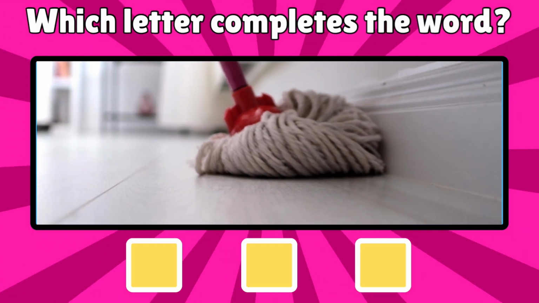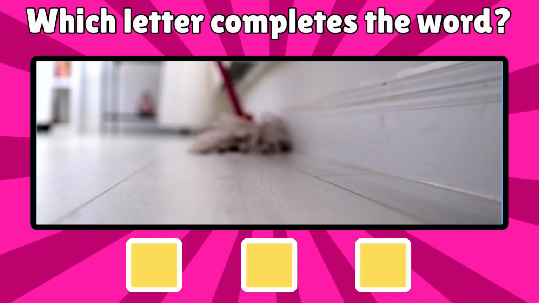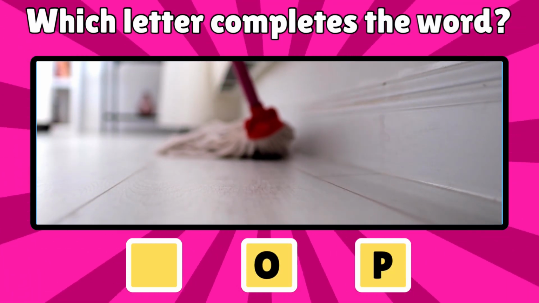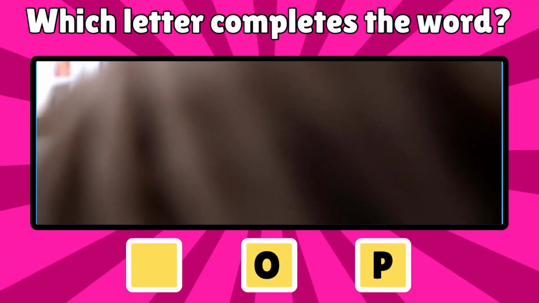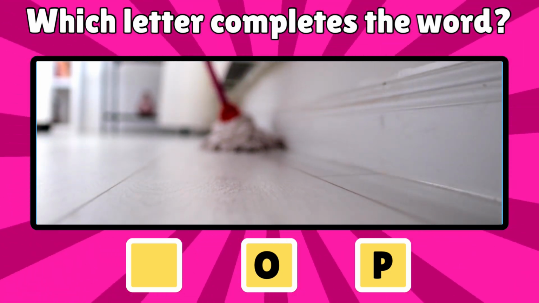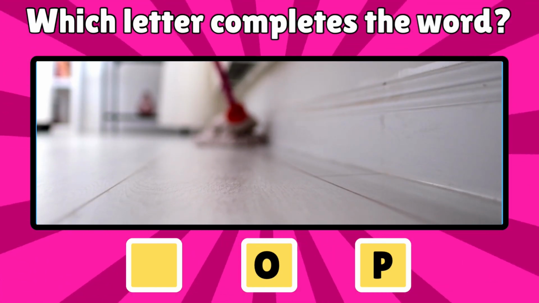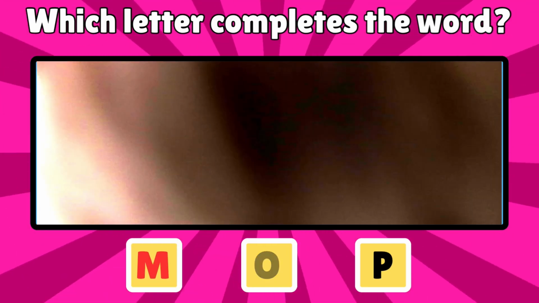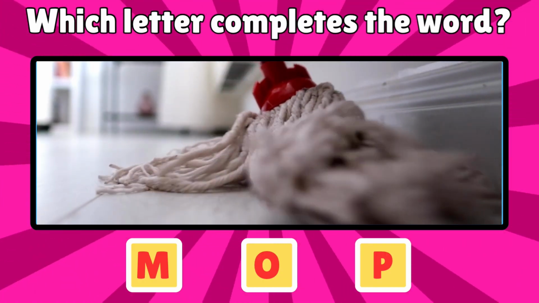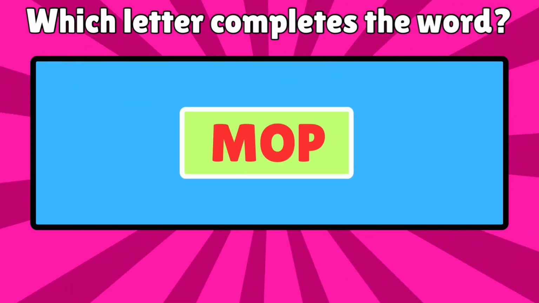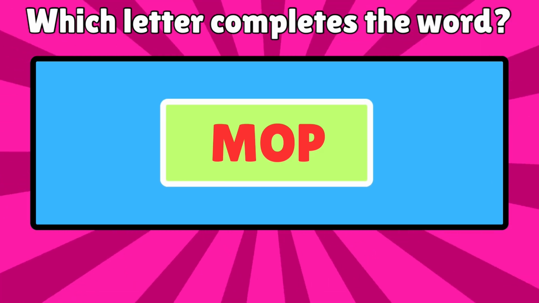Look at the picture. It is a mop. First letter is missing. O, P. Which letter completes the word? It is M, M, O, P. Mop. Can you say it again? M is for mop. Mop.